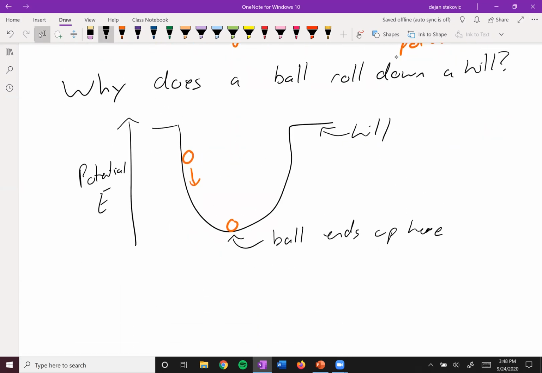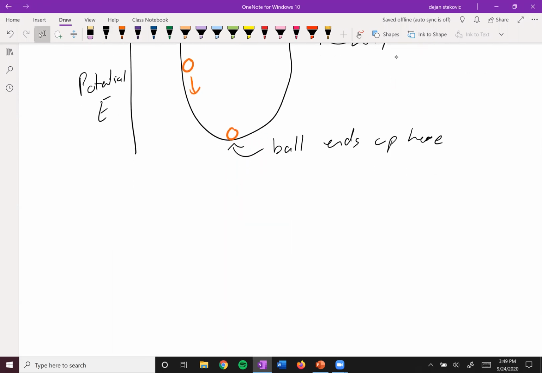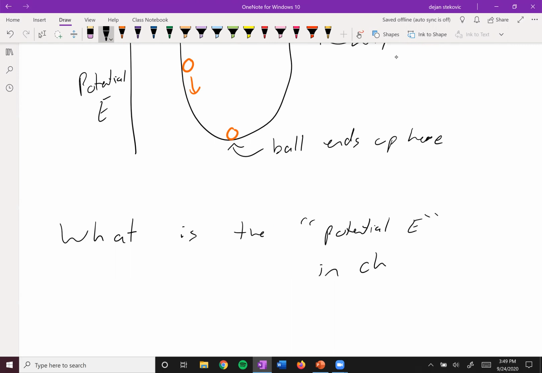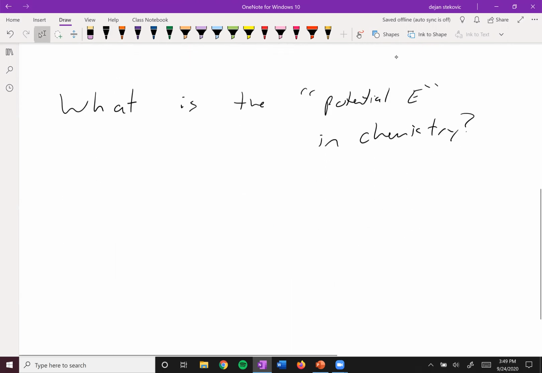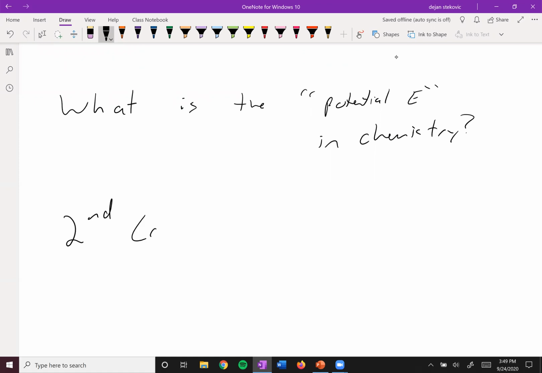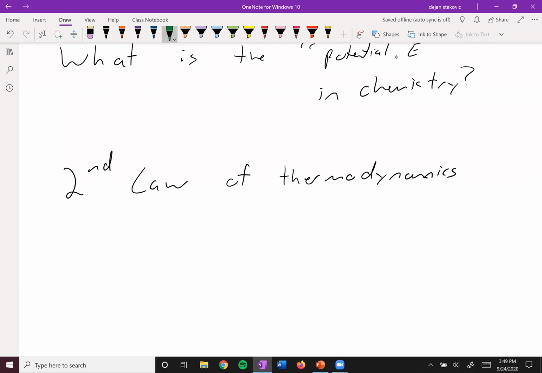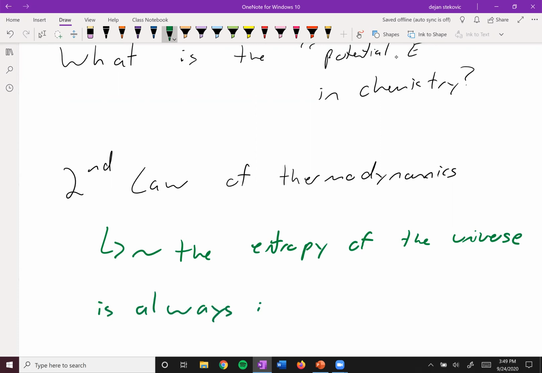And so it's pretty obvious to tell with a ball what the potential energy is, but what's the potential energy in chemistry? And so to answer that, we go to the second law of thermodynamics, which states, or approximately states, that the entropy of the universe or any closed system is always increasing. And so anything that happens, happens because it increases the entropy of the universe. And so if you think back to Gen Chem, what is entropy? Essentially, we call it randomness or disorder. We'll get into more of that in a little bit.